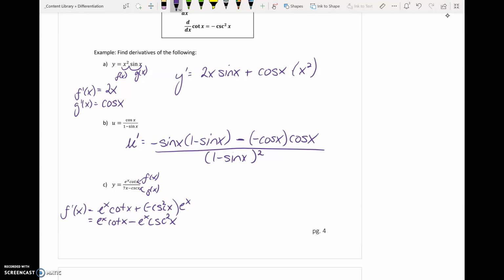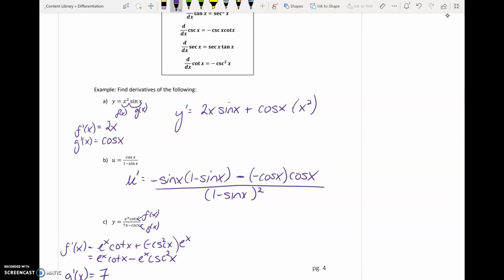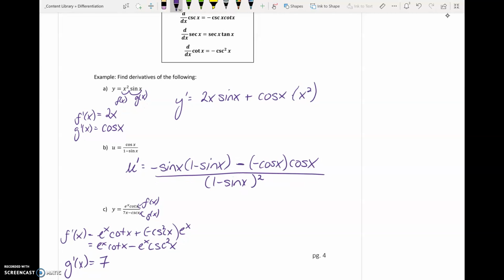Now we're going to find the derivative of g. You do it term by term. The derivative of 7x is just 7. And then cosecant x, if you look up here, is negative cosecant x cotangent x. Because we have a negative cosecant x to begin with, this becomes positive because it'll be a double negative, and then cosecant x cotangent x.